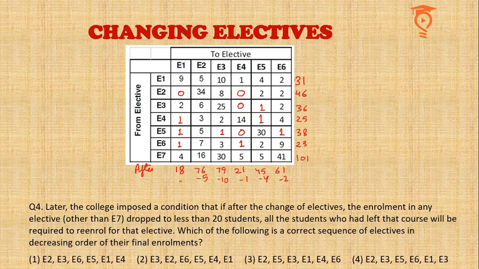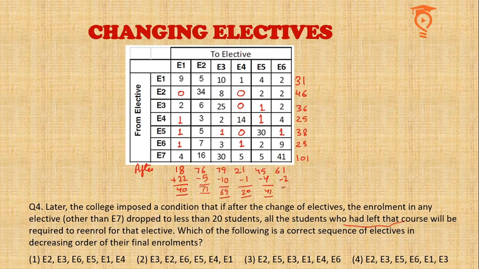This number becomes 40. Who joined, they will remain joined. Only the ones who escaped, see, it's clearly written, the ones who had left that course, only those will be required to re-enroll for that elective. The ones who joined, they kept with that course only. So these are the new numbers.